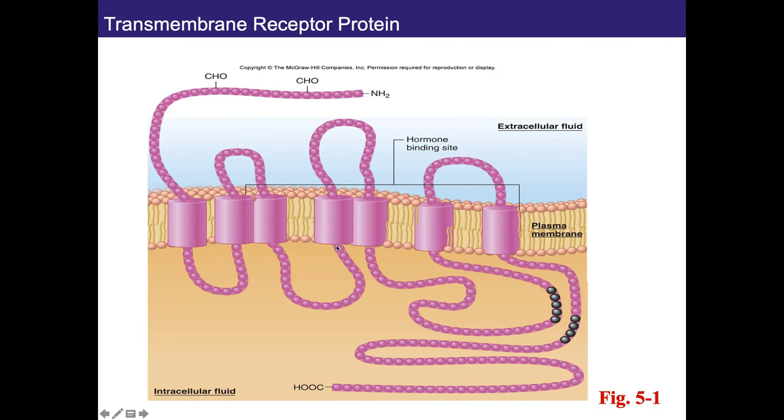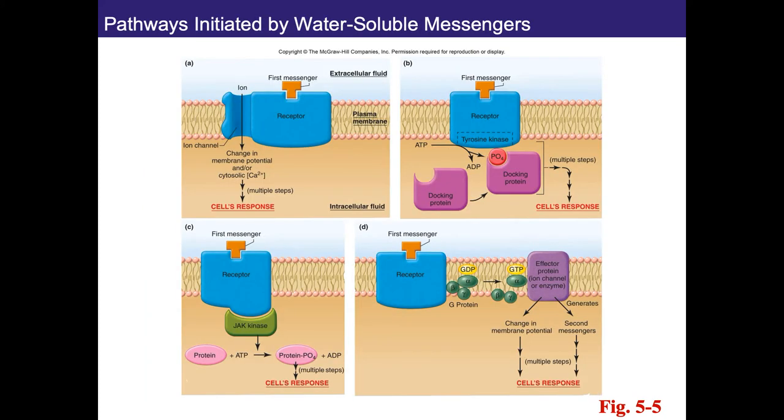Now, let's take a look at pathways that are initiated by these water soluble messengers. The first one: when a ligand, or the first messenger, binds to its receptor, the receptor is an ion channel. So it opens up an ion channel, ions start to flow across the membrane, causing a change in membrane voltage. We're going to learn about this with muscle. The nicotinic acetylcholine receptor is an ion channel, a ligand-gated ion channel.